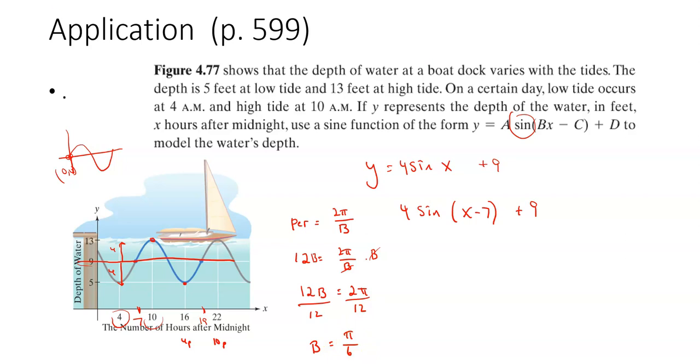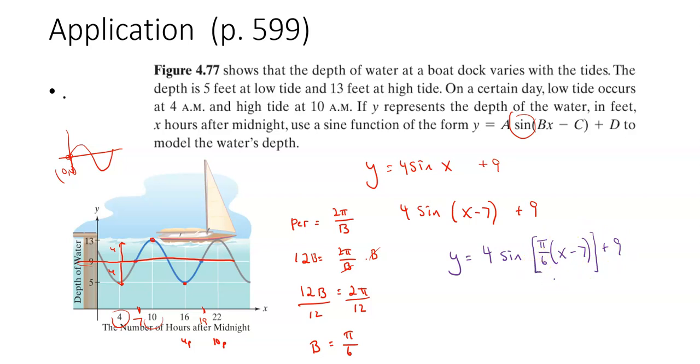So what is the equation that we're going to write in final form here? Well, there's two ways to write it. I might write it like this. y equals 4 times the sine, I'm going to put that pi over 6 on the outside, of (x minus 7), plus 9.